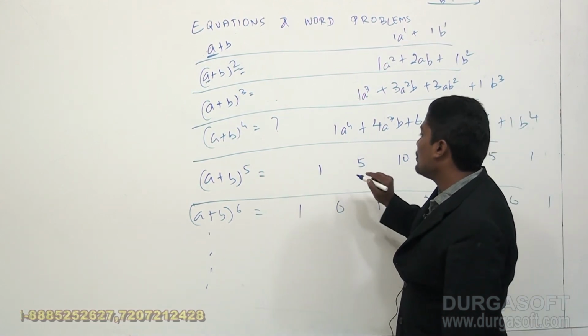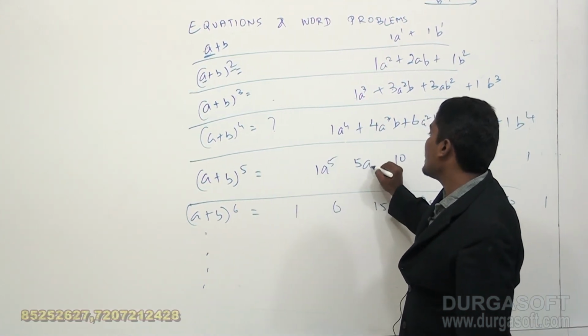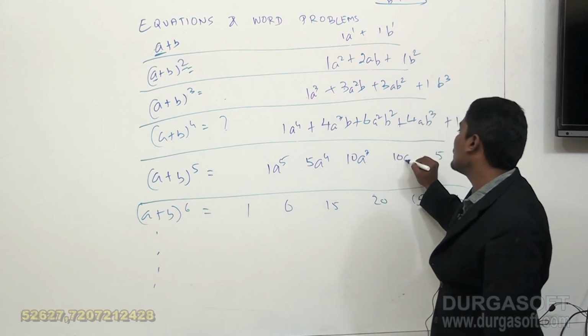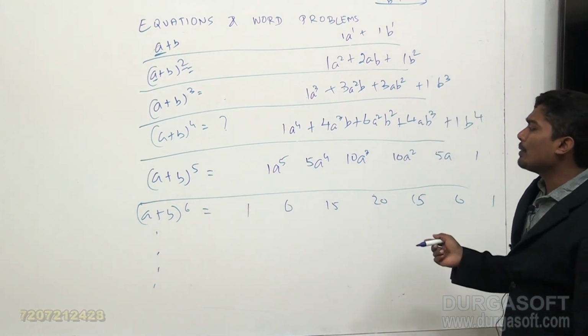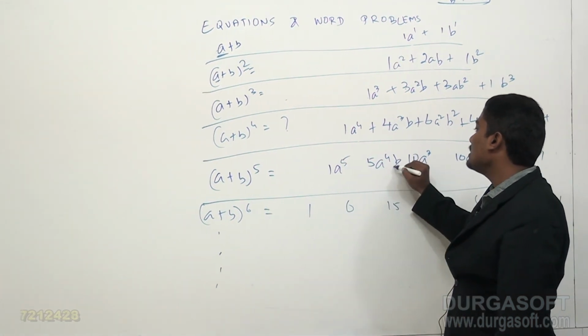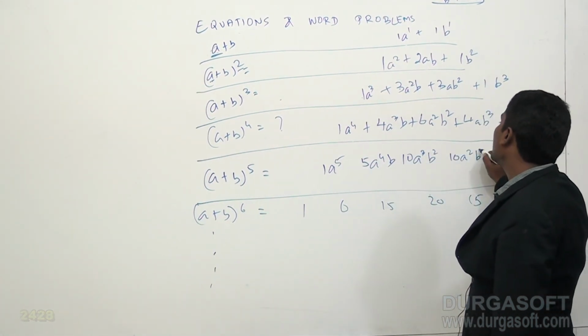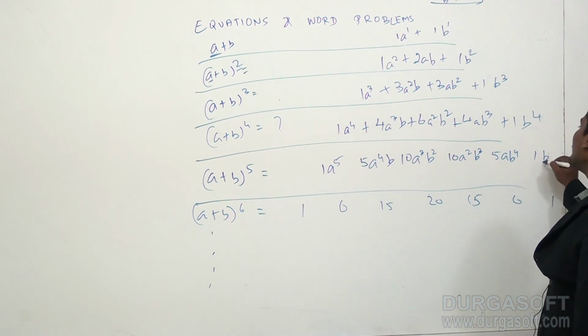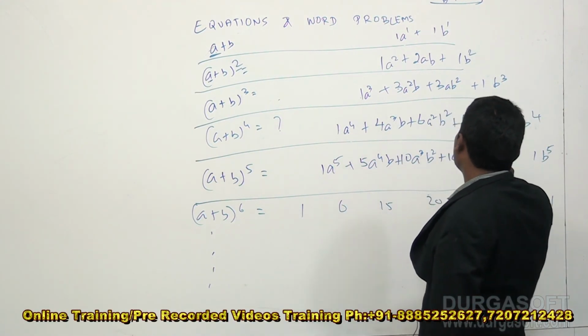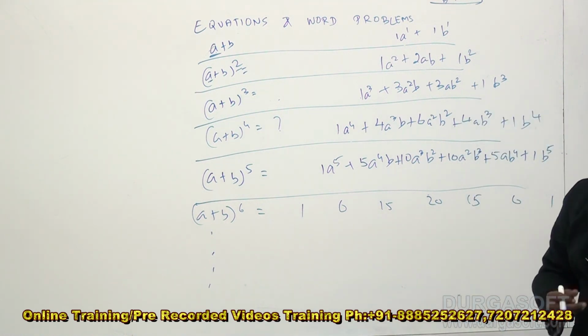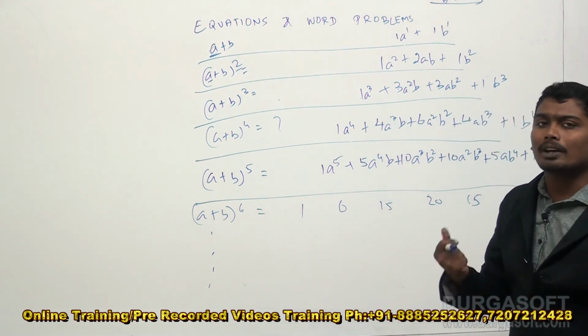Again a plus b the whole power 5, a power 5, a power 4, a cube, a square, a nothing. Same way for the powers of b, nothing, b, b square, b cube, b power 4, b to the power 5. So add plus symbol in between. So this is how you will be writing the formulas for a plus b to the power n.